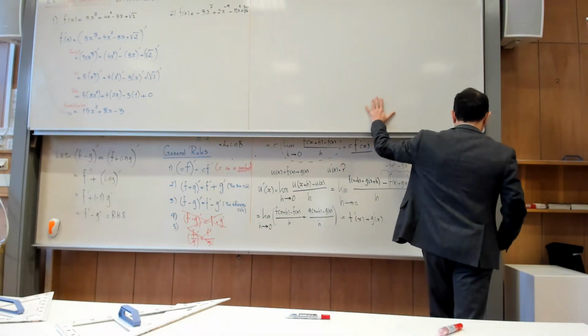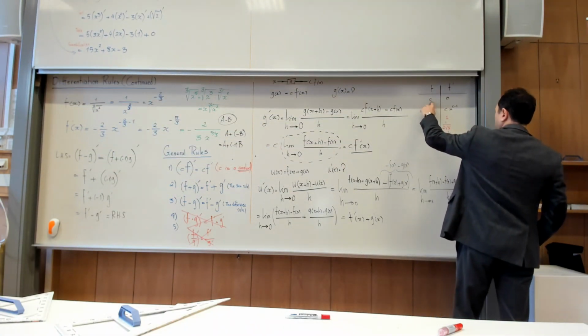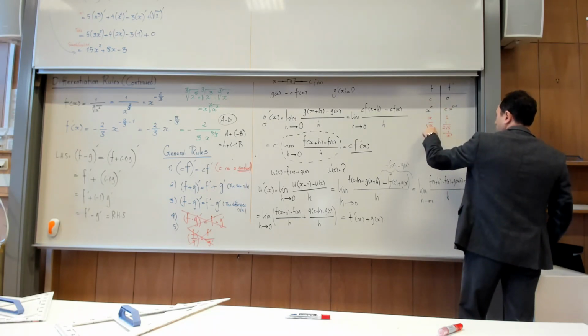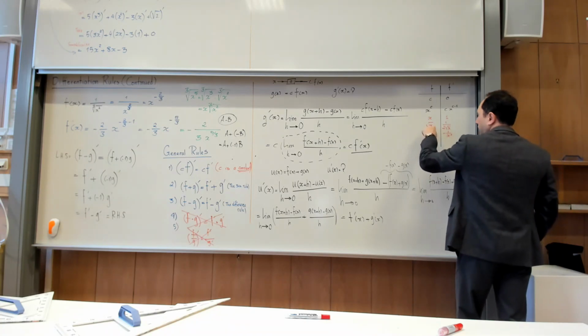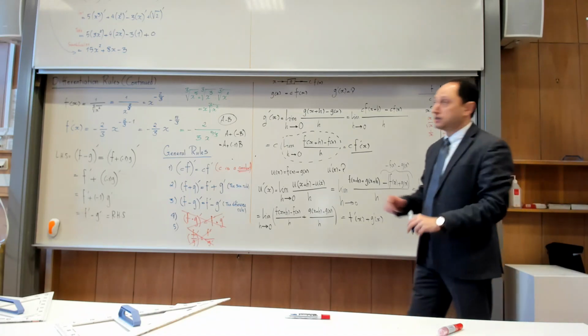So here, any number which is constant, the derivative of it is 0. Don't get confused. I have seen students use the power rule for a square root of 2. No. This is a function which depends on x. Square root of 2 is a constant number.